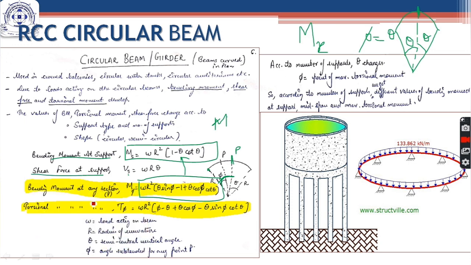The expression for torsional moment at any section P, at any point on the circular beam, is denoted by T phi, and its equation is WR square phi minus theta plus theta cos phi minus theta sin phi cot phi. You will have to remember these formulas, okay? And how we derive this formula I am not explaining in this particular lecture. You can refer to your books on the topic beams, curved and plan. You will get the detailed derivations there, okay? So the torsional moment is calculated in this way.